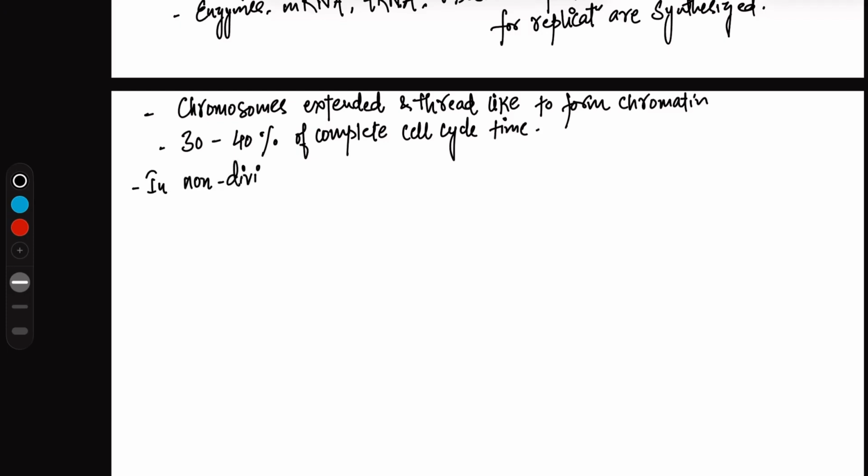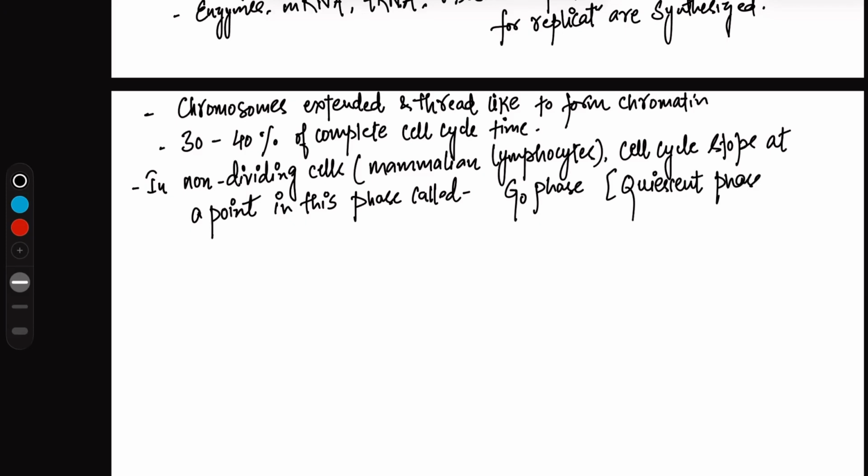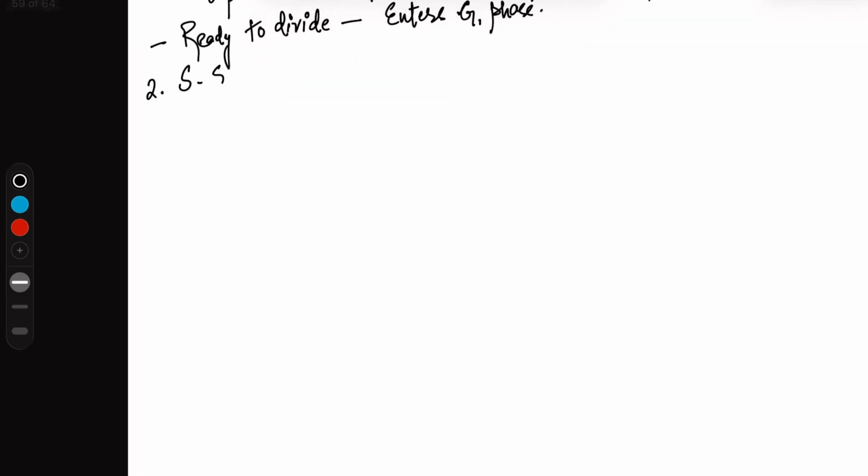Now, in non-dividing cells, that is, mammalian lymphocytes, the cell cycle stops at a point in this phase, which is called the G0 phase or the quiescent stage. The cells which are not supposed to divide, the cell cycle stops, and this phase is called the G0 or the quiescent phase. Now the cells which are dividing get ready and enter the G1 phase.